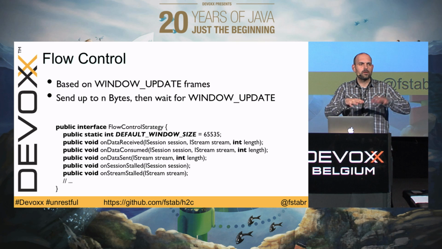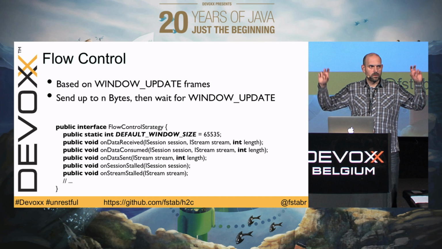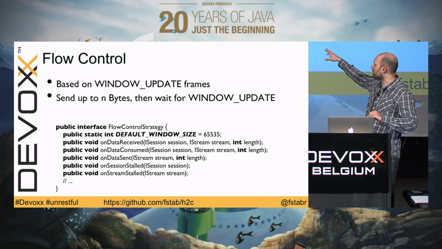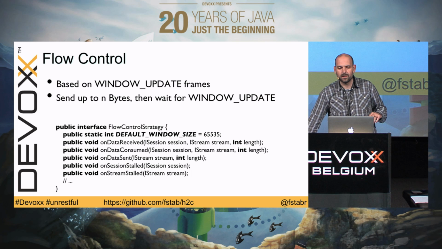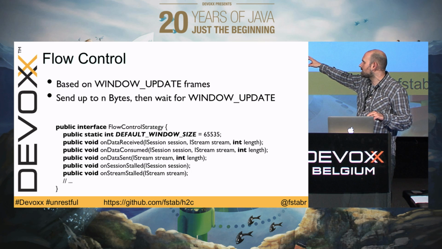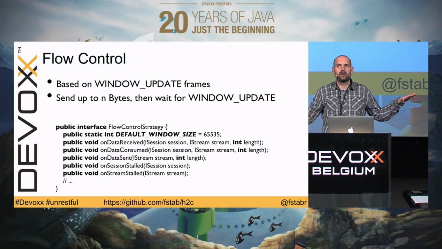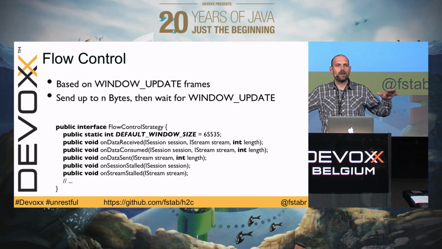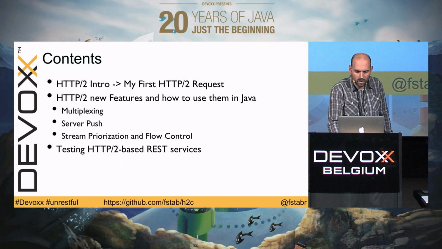And that's also something that's implemented in the transport itself. So once you specify this, there are some callbacks, some flow control strategy interfaces that you can implement. This example comes from Jetty. And once you implement this, it's sure that the underlying protocol really respects that and uses the bandwidth in that way.